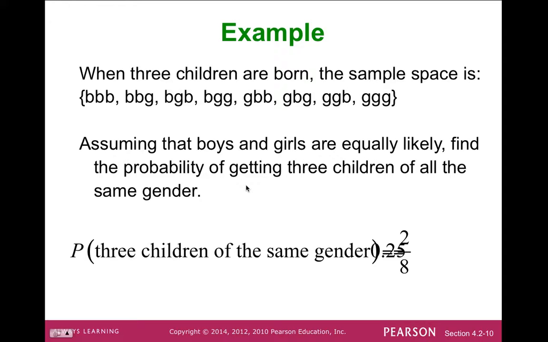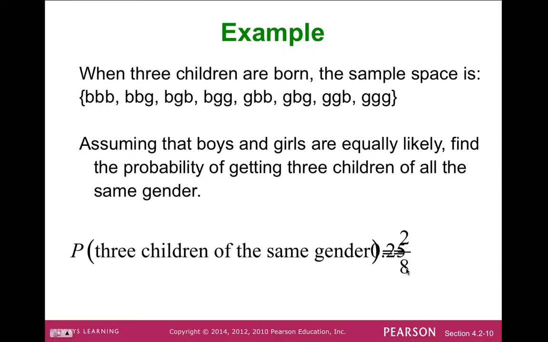So in order to solve this problem, we're going to have our probability of 3 children of the same gender, or event A, and we're going to look at our sample space. So you get 3 children of the same gender here, not here, not here, not here, not here, not here, not here. Oh, we see it again here. So 2 out of our 8 possibilities result in 3 children of the same gender.